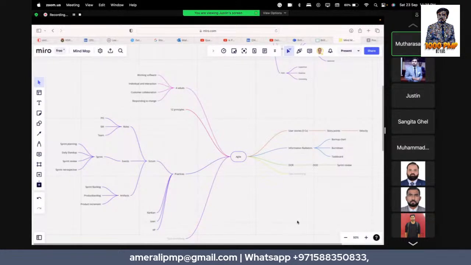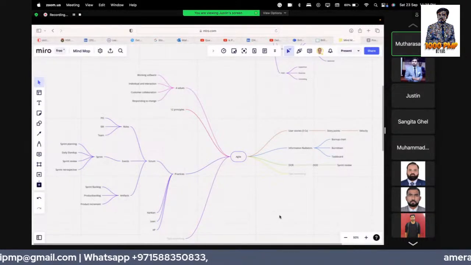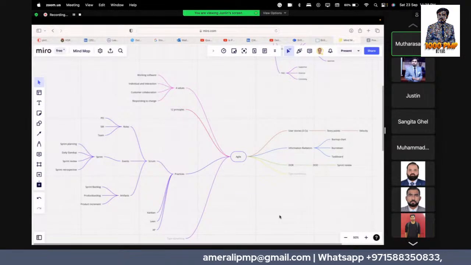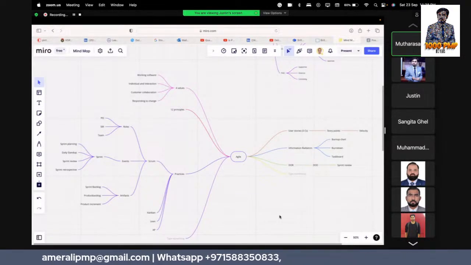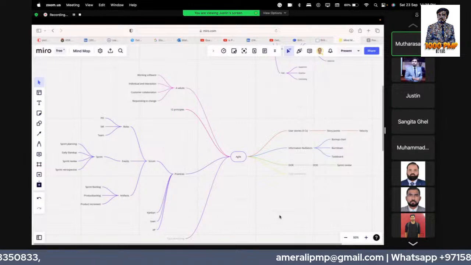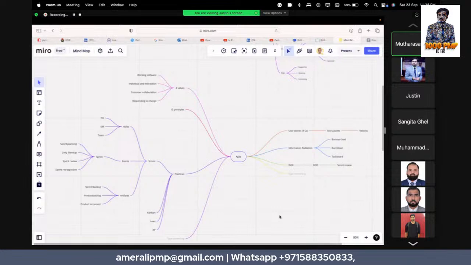Then we have Kanban, Lean, and XP, Extreme Programming. Then Agile user stories: the 3 Cs, story points, information radiators, burn up chart, burn down chart, and task board. In sprint review after the DOD, then go down the chart.